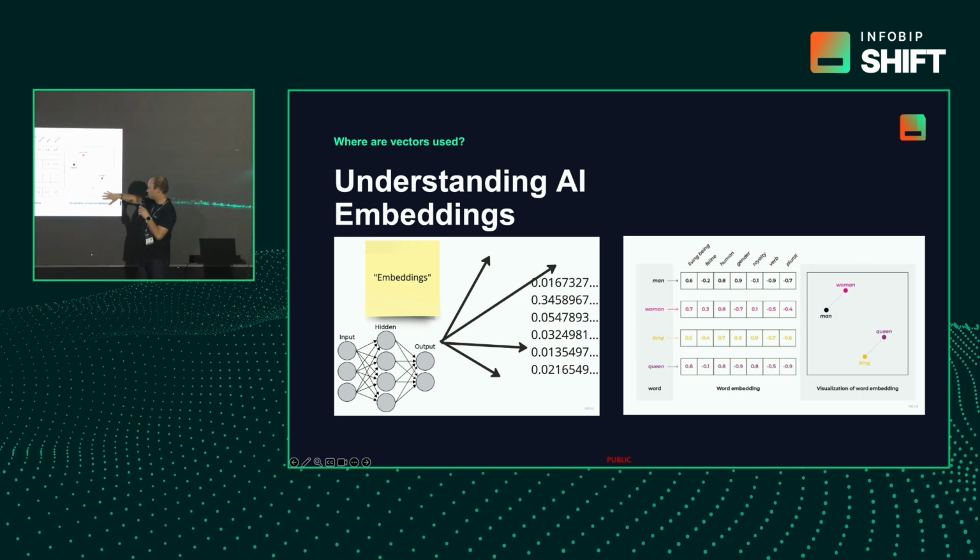Same thing for king and queen, right? They're both royalty, they're both human, and so on. It's again just a gender that is different. So this is how we can employ AI models to create such vector representations that express some kind of meaning about the data that's put inside.